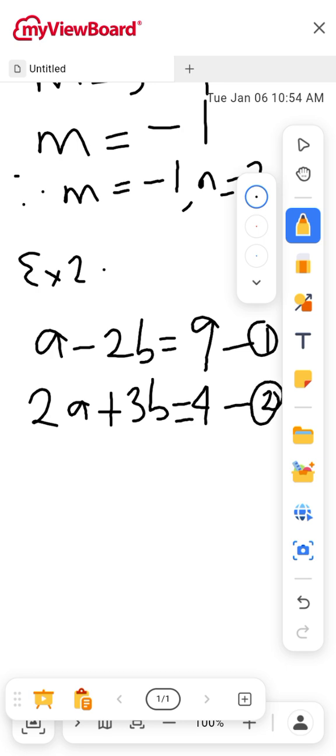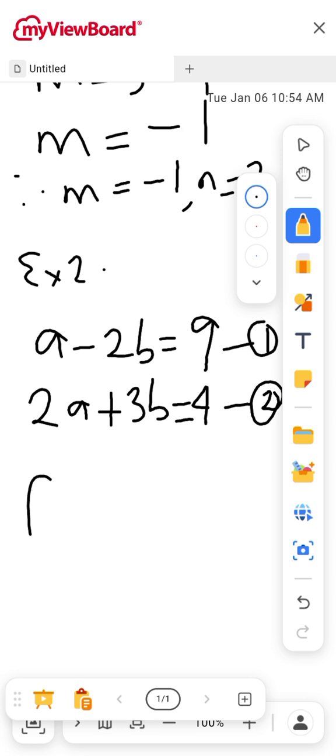Okay, so the very first step for substitution is to ensure that you make one of your variables the subject of the formula. And if you are lucky that one of the variables has a coefficient of 1, settle for that one. Look at equation 1 now. A has a coefficient of 1. So it's better to make A the subject of the formula in equation 1.